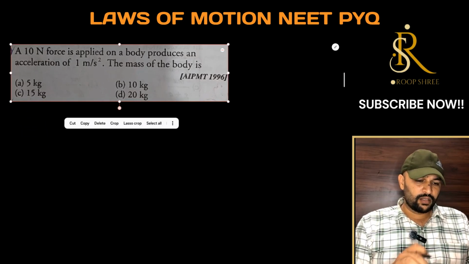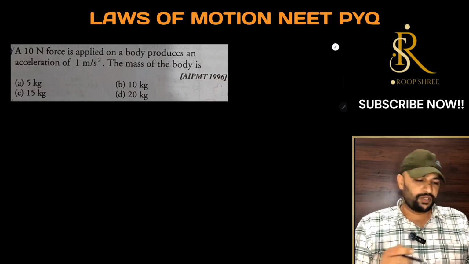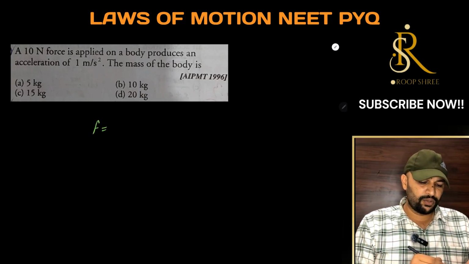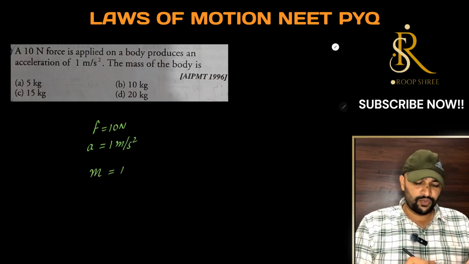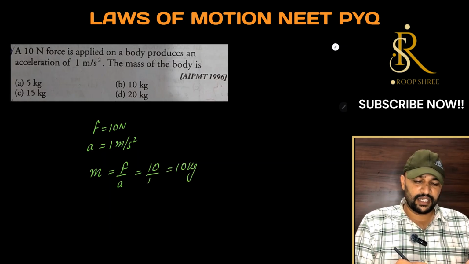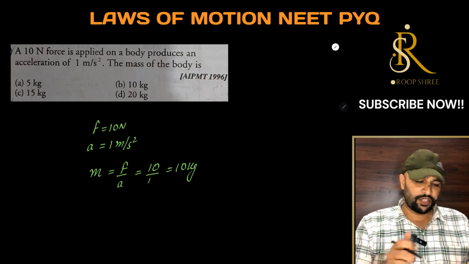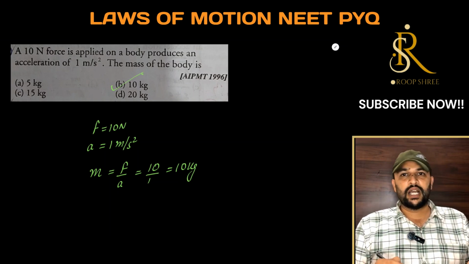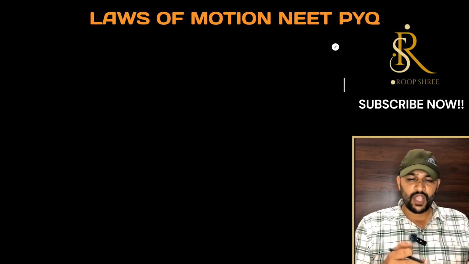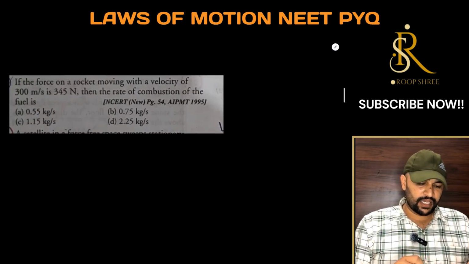Okay, great. Simple problem, class 9th problem. Question says a 10 Newton force, so F is equal to 10 Newton, is applied on a body, produces an acceleration. Acceleration is 1 meter per second square, right? The mass of the body. So m equals force upon acceleration, and force is how much? 10, and acceleration is 1, so it will be 10 kg, right? So 10 kg mass will produce that much acceleration when 10 Newton force is applied on it. So correct answer is option B. I hope you are getting it. Very simple, straightforward. Let's see our next problem.